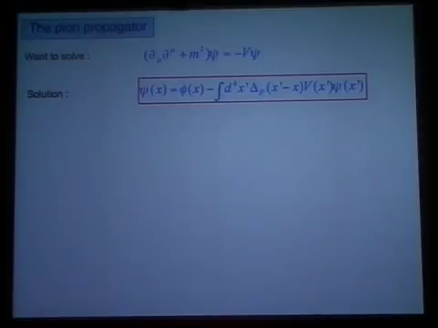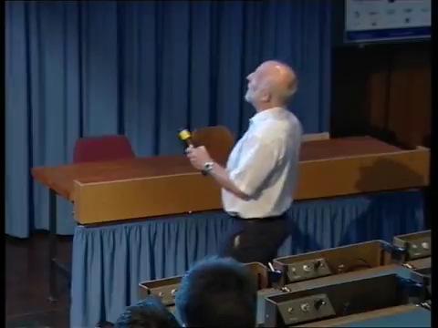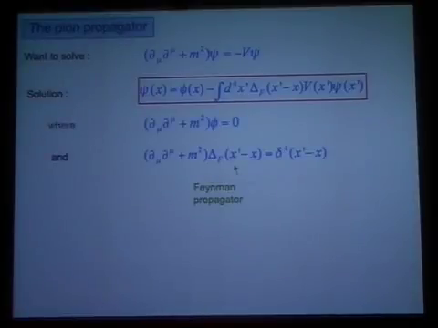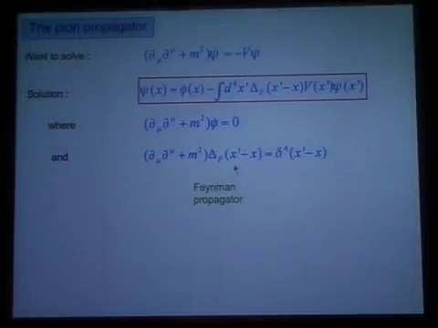And I tell you that this is a solution provided Δ_F satisfies this equation, which says that ∂² + m² acting on this Feynman propagator is going to be a four-dimensional delta function. Remember, although it's not exhibited clearly, that this derivative acts upon x, the x index. So this derivative is acting on that index, and this x' is the one that's being integrated over. The four-dimensional delta function, it's a four-dimensional Dirac delta function, and it has the following property.